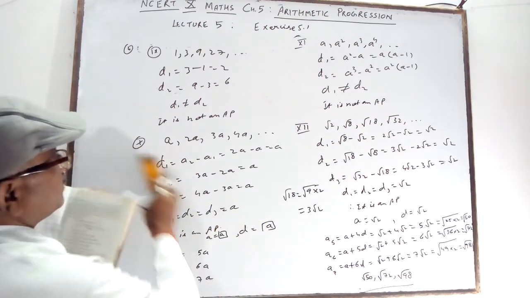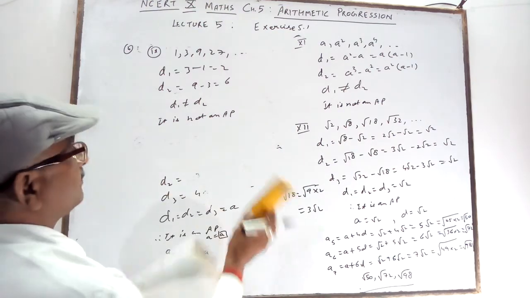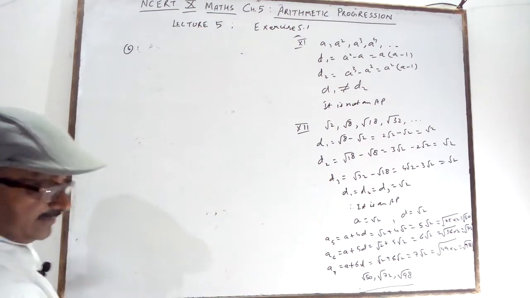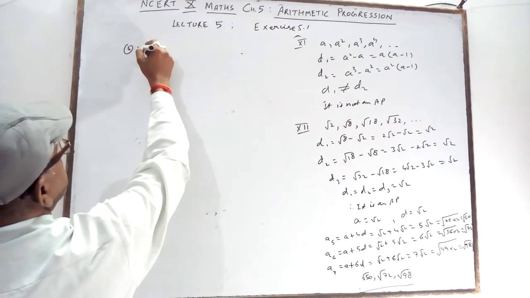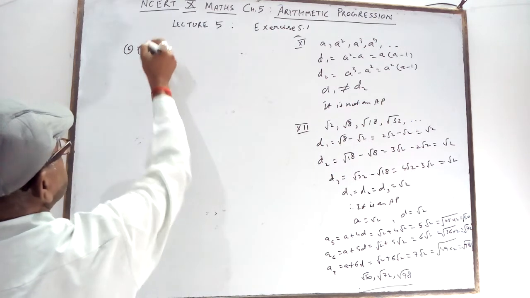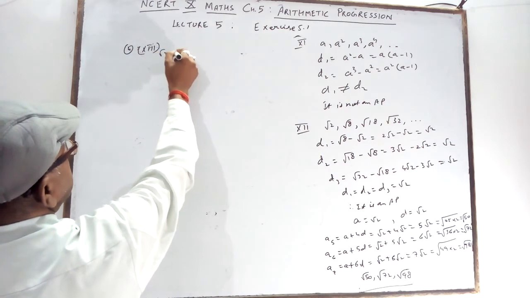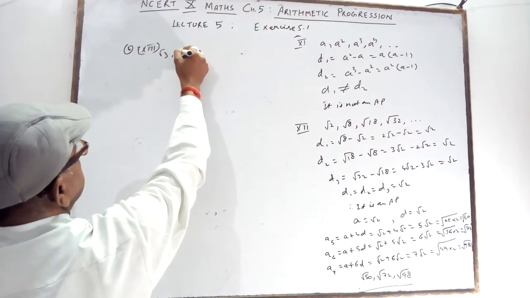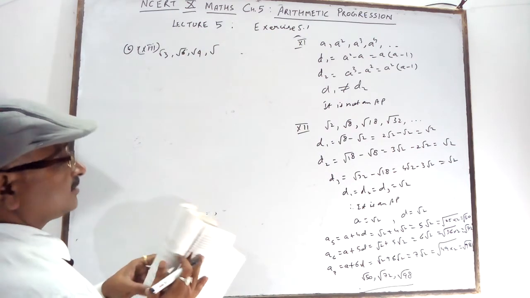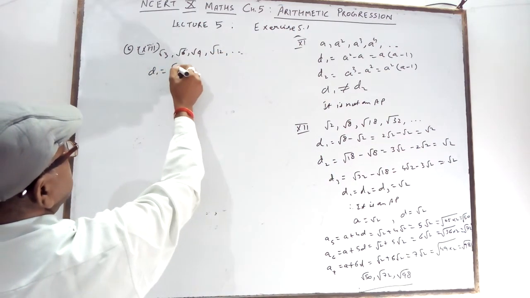The rest of the parts, next 12 and then the 13th part of this question are given. There are many parts, 13 parts. In the 13th part, it is given root 3, root 6, root 9, and root 12, and so on.